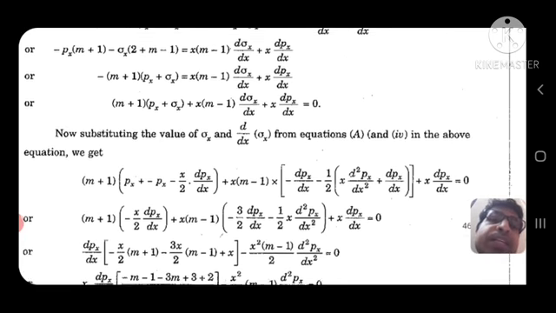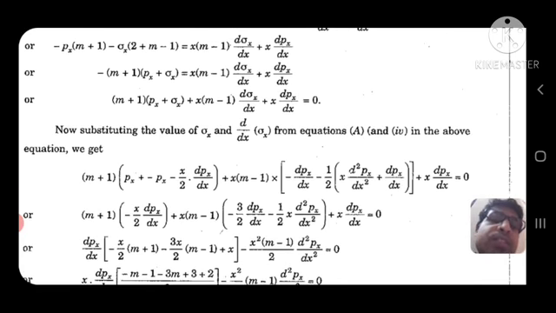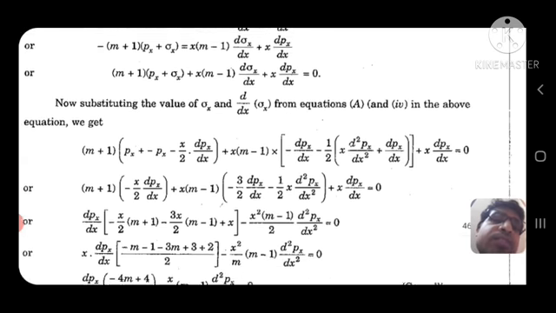So minus px (m plus 1) minus sigma x (2 plus m minus 1) equal to x (m minus 1) d sigma x by dx plus x dpx by dx. So minus (m plus 1) px plus sigma x equal to x (m minus 1) d sigma x by dx plus x dpx by dx. Therefore, (m plus 1)(px plus sigma x) plus x (m minus 1) d sigma x by dx plus x dpx by dx equal to 0.